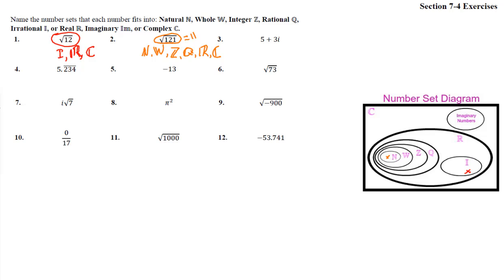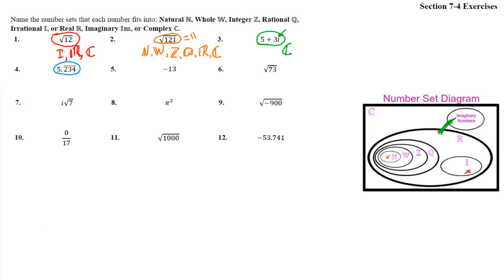All right, number 3. 5 plus 3i. Notice that this has an imaginary component, which it has here, but it also has a real component, so it's bridging this gap. So the only thing that it is, it's not purely real and it's not purely imaginary, so it is only complex. There we have it.